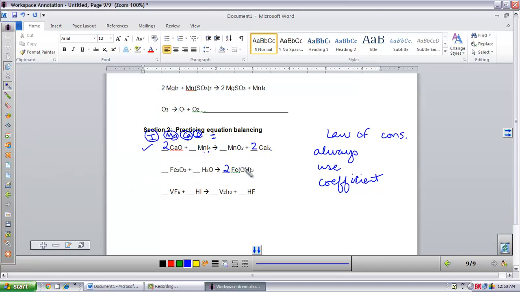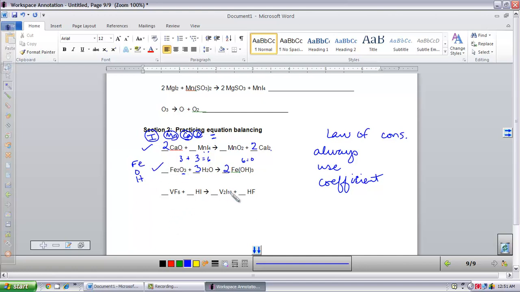So now I have 2 oxygens. No, I don't. I have 2 times 3 oxygens. So I actually have 6 oxygens here, because there's 2 groups of 3. But I have 3 oxygens here, so I need 3 more right here to give 6 oxygens. So 3 plus 3 oxygens gives me 6 oxygens. So my oxygens are equal. Let's look at hydrogen. 3 times 2 is 6 hydrogens, and 2 times 3 is 6 hydrogens. So my irons are good, my oxygens are good, and my hydrogens are all equal. So I'm done.